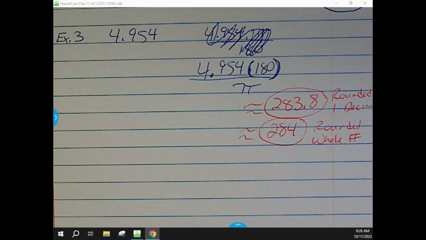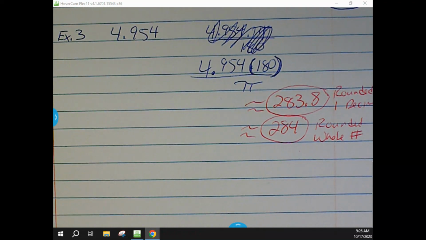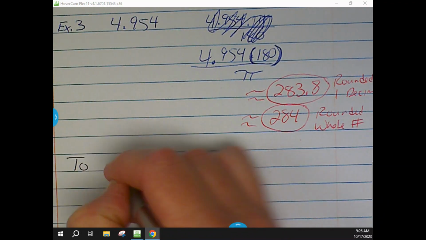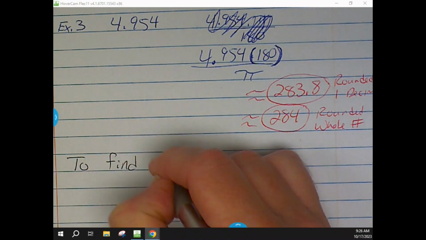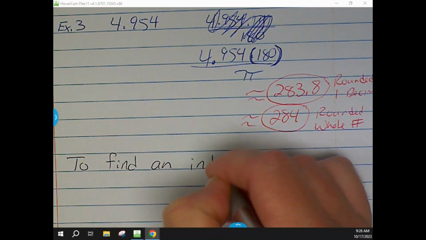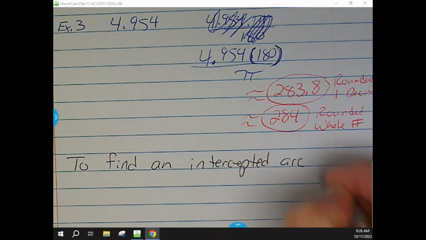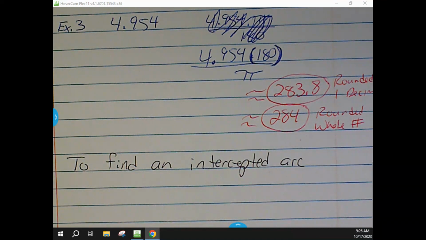All right, and then the last thing, and this is kind of just a little random chunk of something that's in here. We just need one place to put it, and this won't take long at all. Okay, you've got to find an intercepted arc.